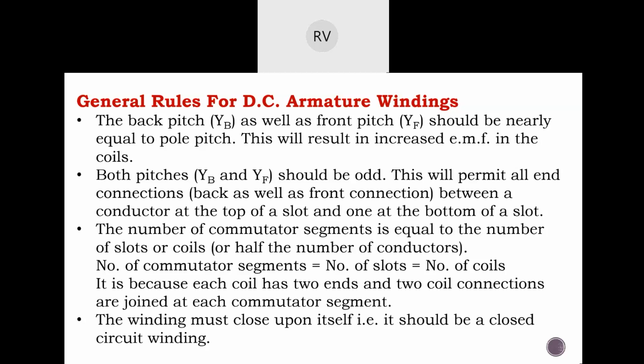The number of commutator segments is equal to the number of slots or coils, or half the number of conductors. So the number of commutator segments is equal to the number of slots, which is equal to the number of coils. We should maintain this ratio. It is because each coil has two coil ends and two coil connections are joined at each commutator segment.